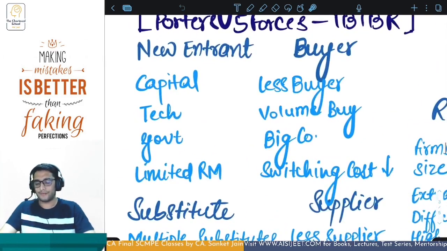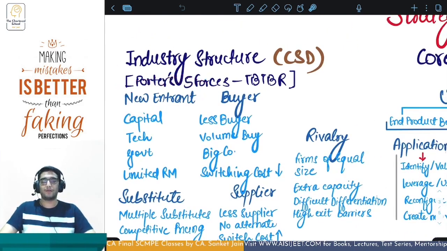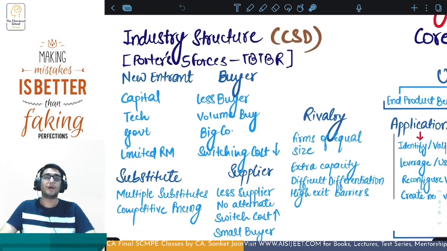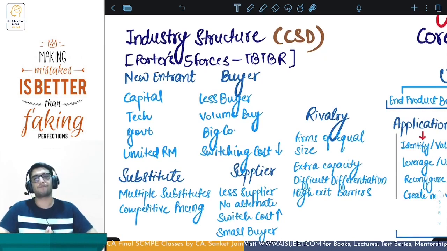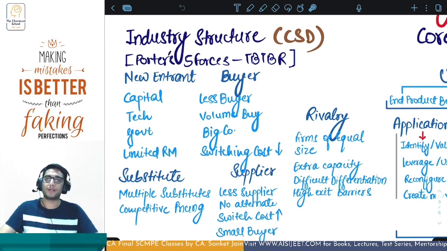First is threat of new entrants. Okay, so basically here we deal with what kind of barriers could there be for the new entrants, barriers to entry. All right, if these things are there, then there is a barrier to entry, and new entrant cannot pose a big threat to your organization if you are already there.